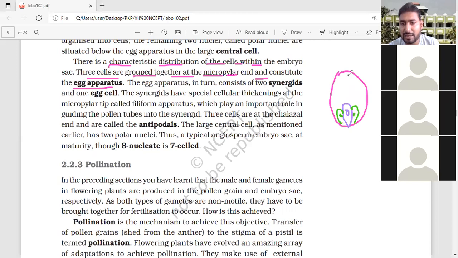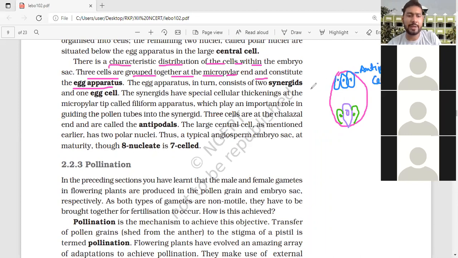The other end is the chalazial end. Chalazial means opposite of the micropylar end. At the chalazial end, there are the antipodal cells. Clear?